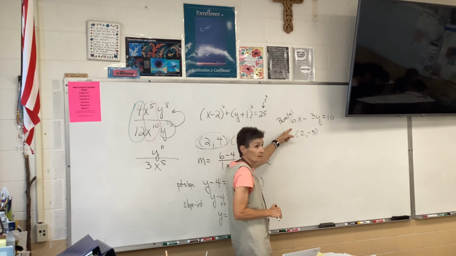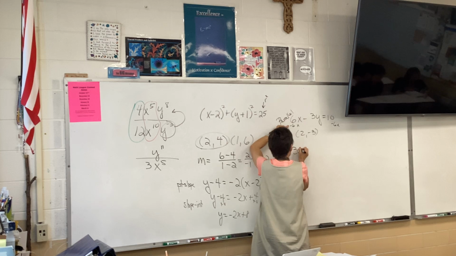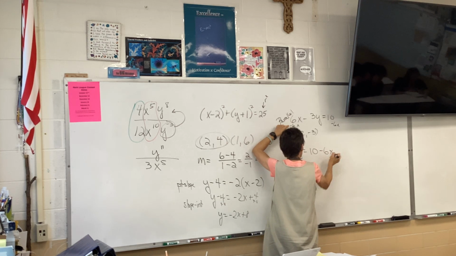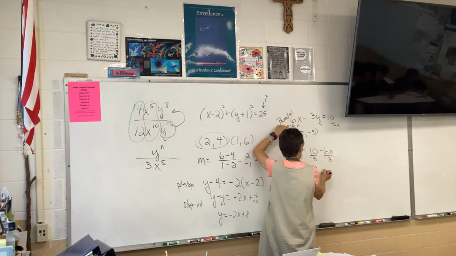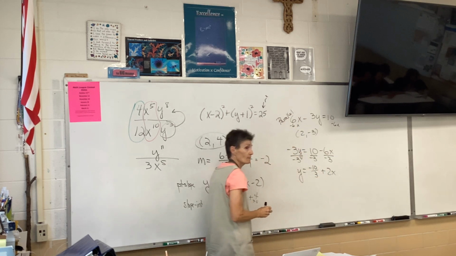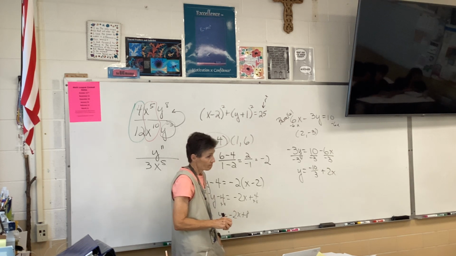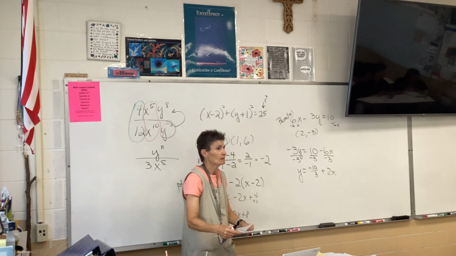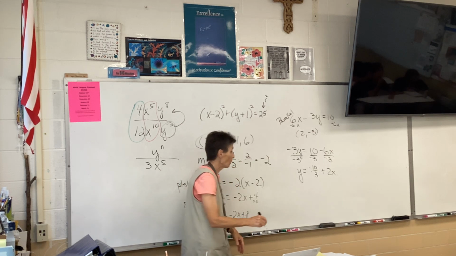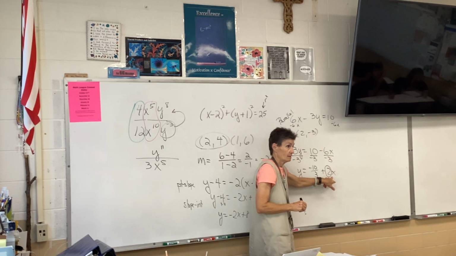Get y by itself. So subtract 6x. So −3y = 10 − 6x. And then divide by negative 3. So y = −10/3 + 2x, since 6 over 3 is 2x. So what was the purpose of that? To find the slope. What is the slope? 2. Remember, it's what's hooked to x, the mx. That's your slope.